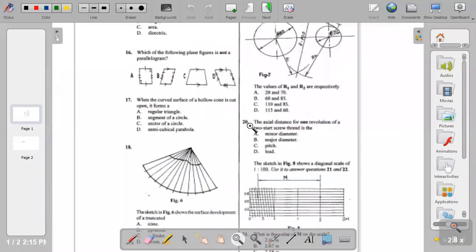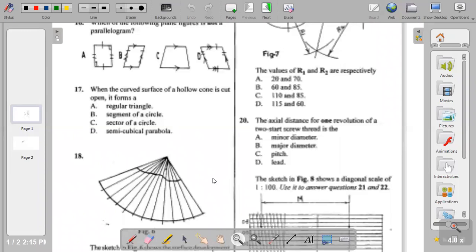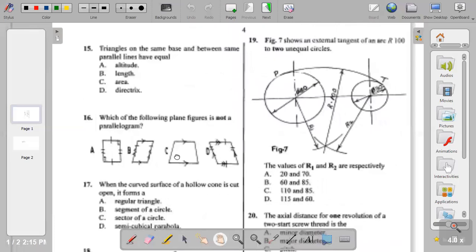Question 15. Triangles on the same base and between the same parallel lines have equal A, altitude, B, length, C, area, D, directories. They have the same area. Question 15 is C. We move on to question 16.